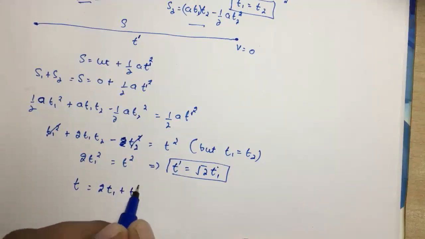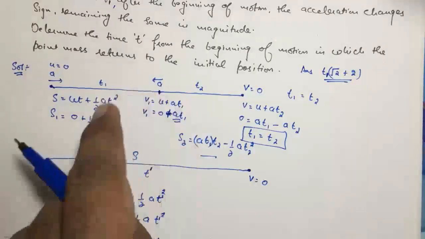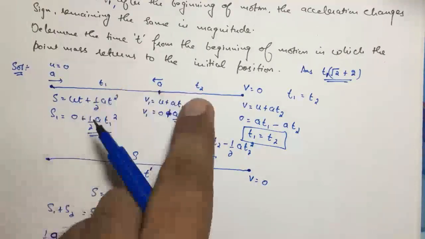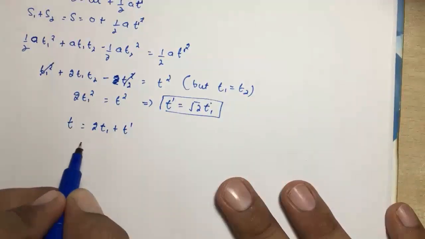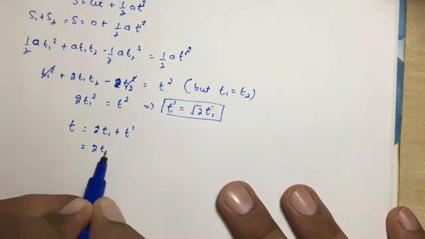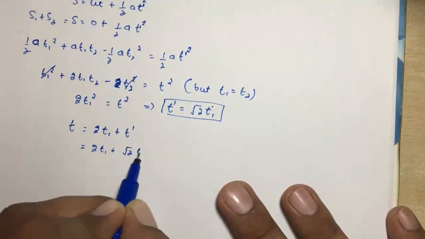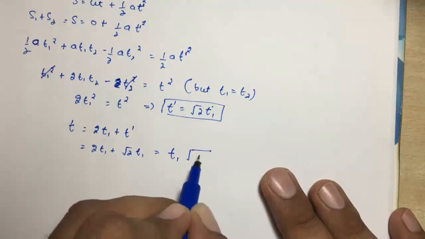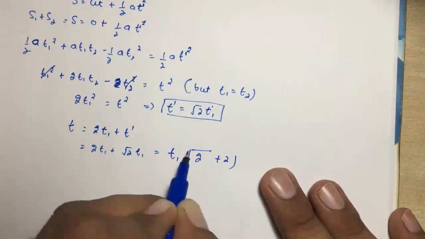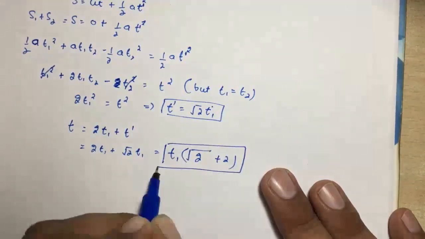So t is 2 t1 plus t dash. Why am I writing 2 t1? Because t1 and t2 are equal, so I can write 2 t1 plus t dash. So this 2 t1 plus t dash is equal to 2 t1 plus root 2 t1. Now taking this t1 common, this is (2 plus root 2) t1. This is my answer. Thank you.